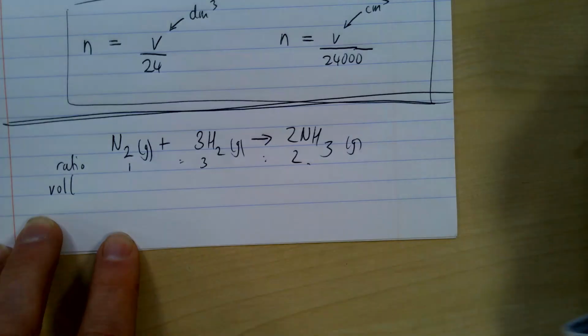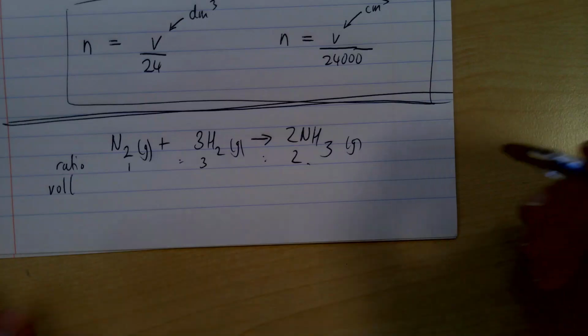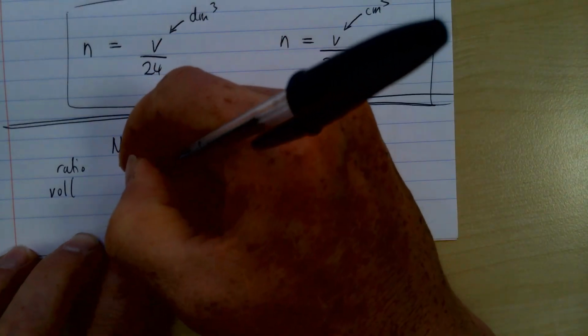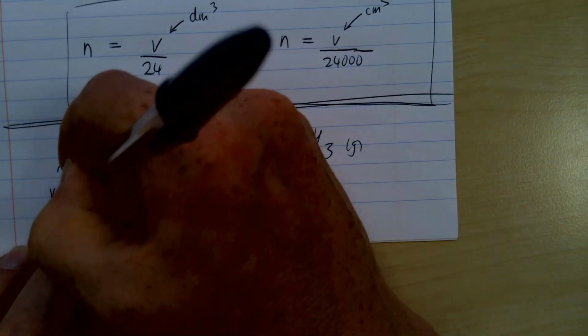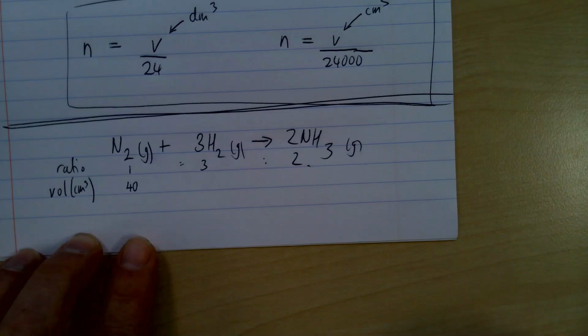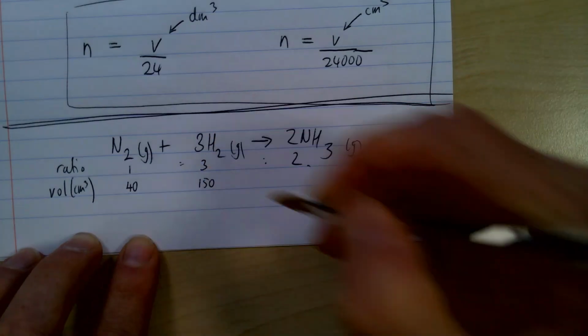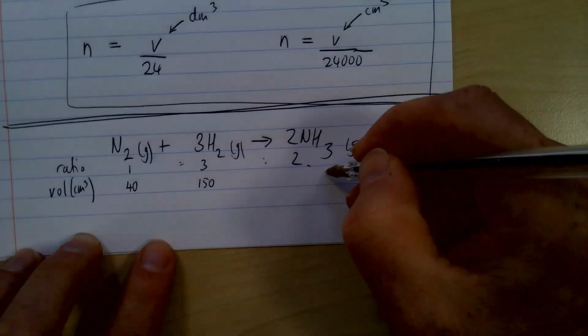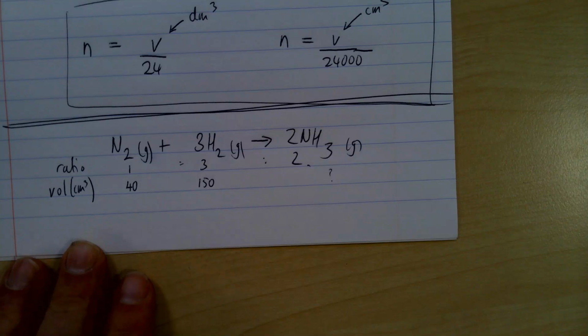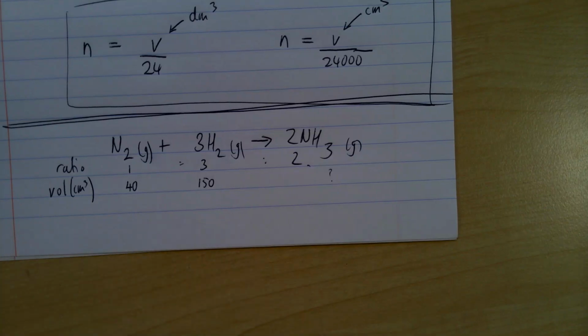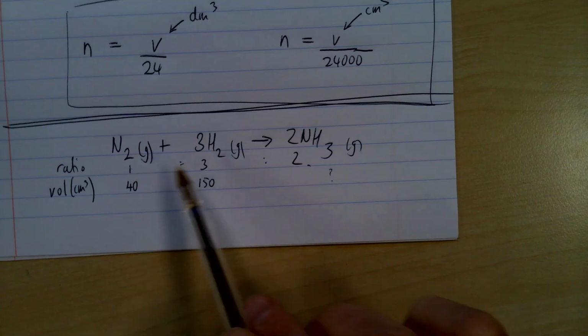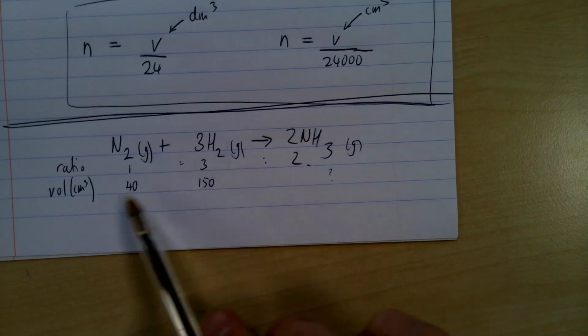Let's say we're told that the volume of this stuff is 40 centimeters cubed. And let's say we're told the volume of this is 150 centimeters cubed. We've got to work out the volume of ammonia gas we'd produce. Now that's not an easy question. You could work out the moles by dividing by 24,000, but you don't need to, because the molar volume of any gas is the same at any fixed temperature and pressure. So we know there's a 1 to 3 ratio, so the reacting volume ratio will be 1 to 3 as well.